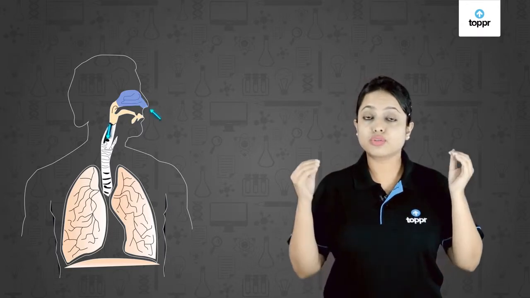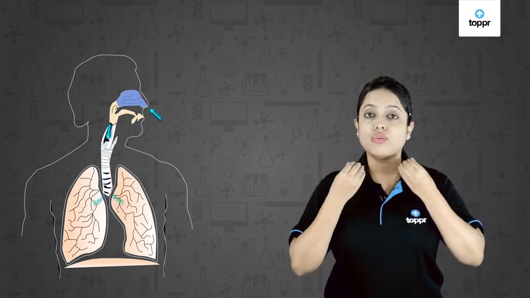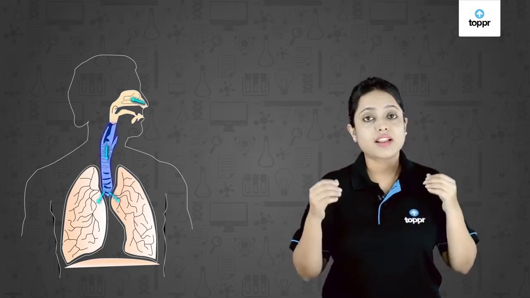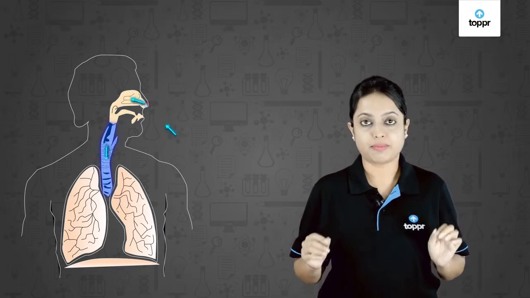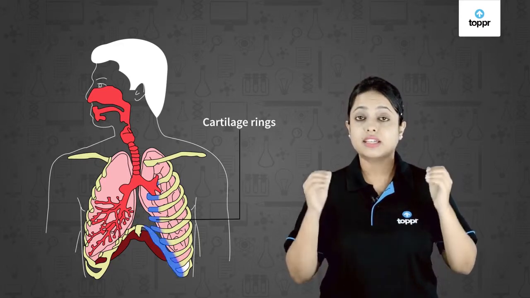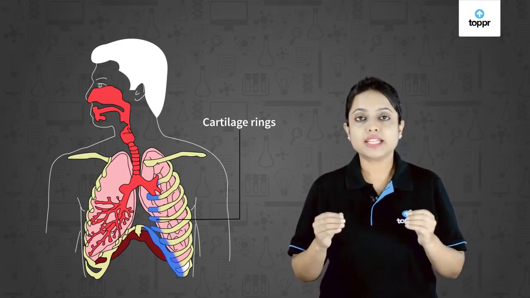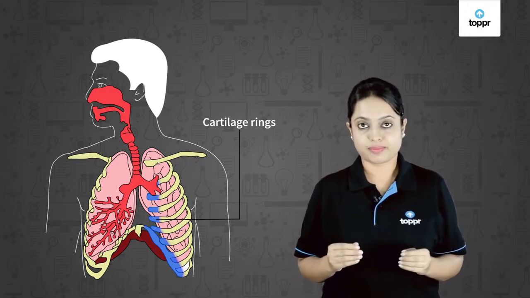Now air from these nostrils enters into the throat, and from the throat it enters into the trachea. This trachea is also known as the windpipe. You might have noticed that when you talk while eating, you start coughing, and this coughing is because the food enters your windpipe or trachea. The trachea is surrounded by cartilage rings. These cartilage rings prevent the air passage from collapsing.